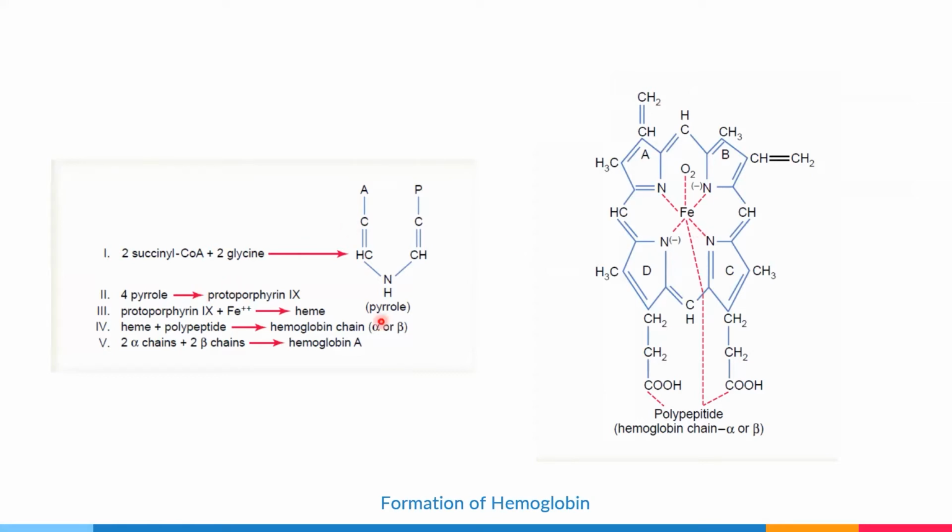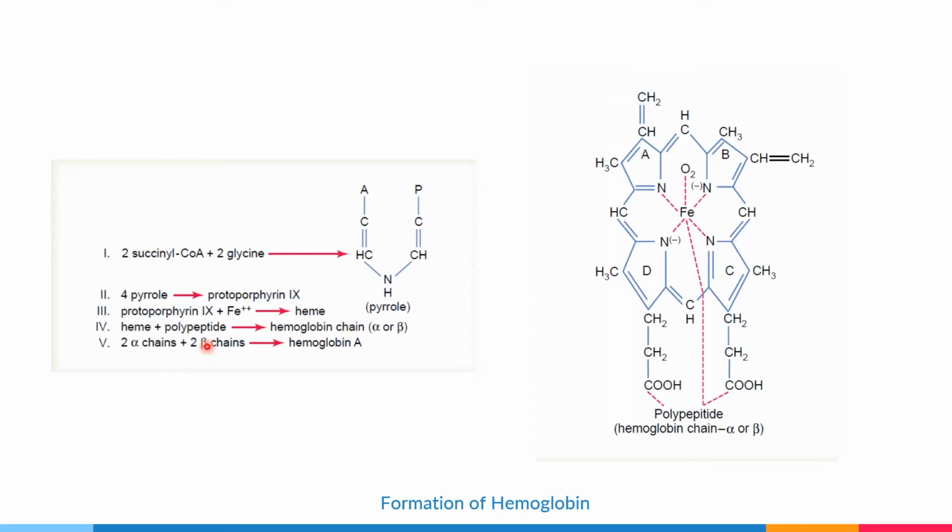There are two parts to the hemoglobin molecule. One is the polypeptide part of it, and one is the heme part of it. So the heme part is first made of two succinyl CoA, which bind to two glycine molecules to form a pyrrole moiety. Four pyrrole moieties come together to form the protoporphyrin 9 complex. Protoporphyrin 9 then binds to iron, but iron in the plus 2 ionic state, to form heme.